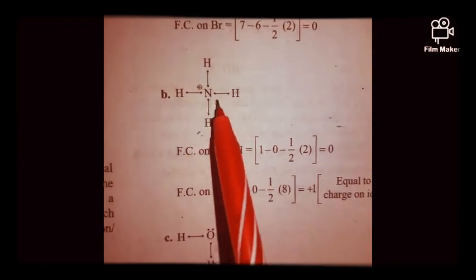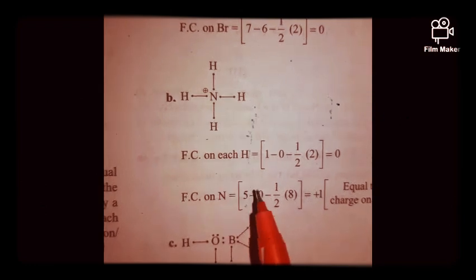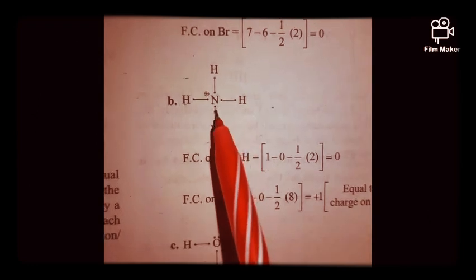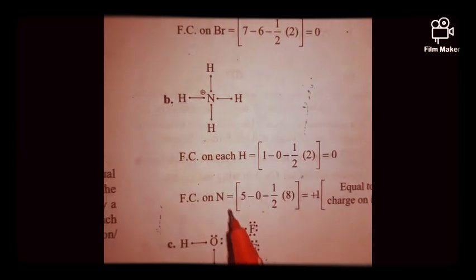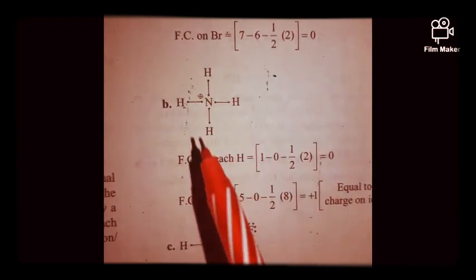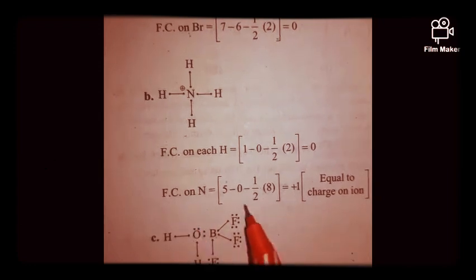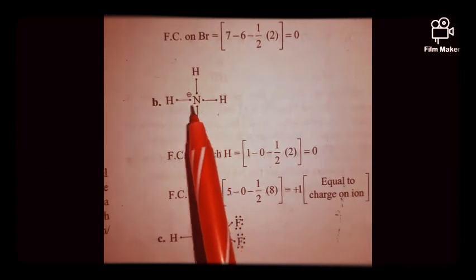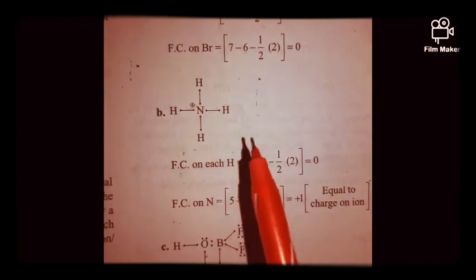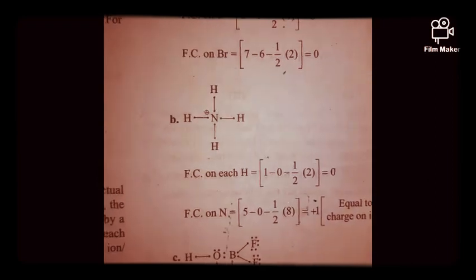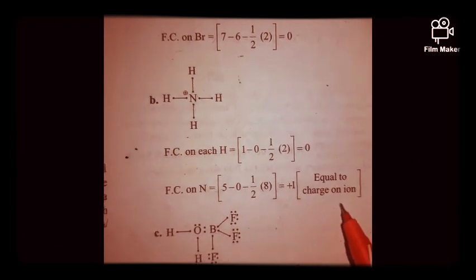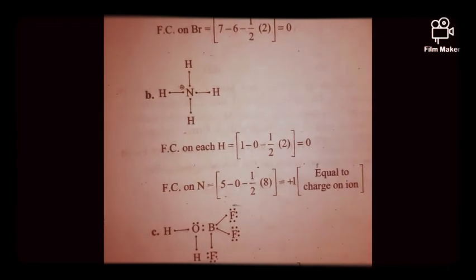Next, the formal charge on nitrogen. Nitrogen belongs to the fifth group, so 5 minus the number of non-bonding electrons. Here non-bonding electrons are absent, so 5 minus 0 minus half into the number of bonding electrons. Here 4 bonds are present. 4 bonds means 8 electrons, 4 into 2 is 8, no? So if we solve this we will get 1. The formal charge on nitrogen is plus 1, so it is equal to the charge on the ion. While writing ammonium we write NH4 plus, so the formal charge on the nitrogen is plus 1, equal to the charge on the ion. B is completed, friends.